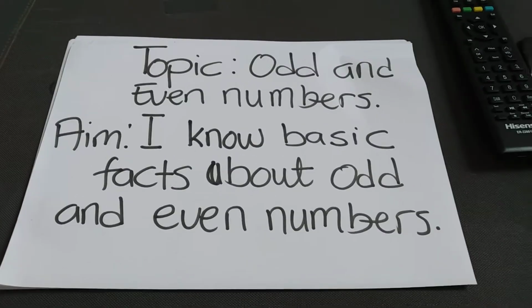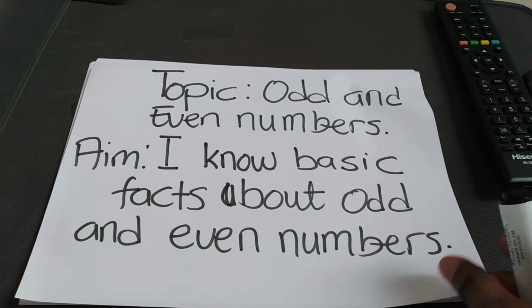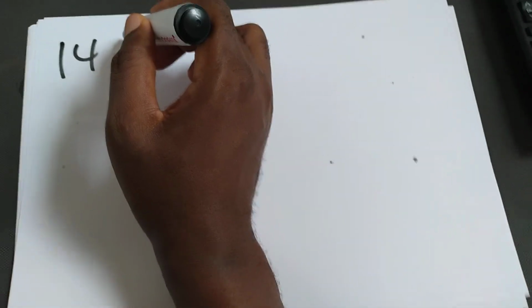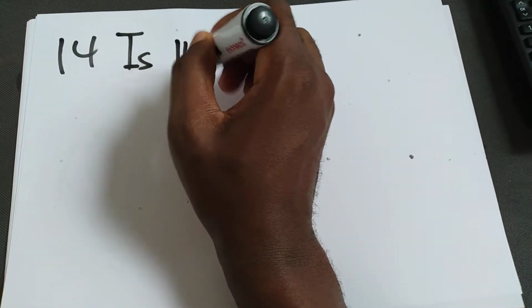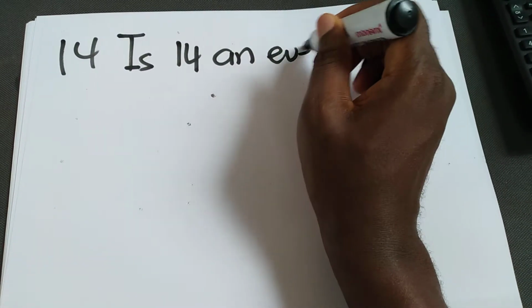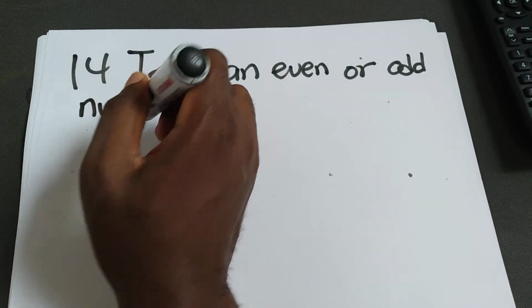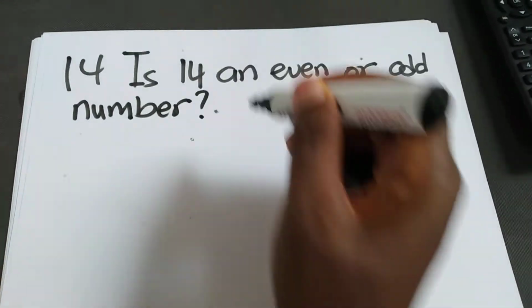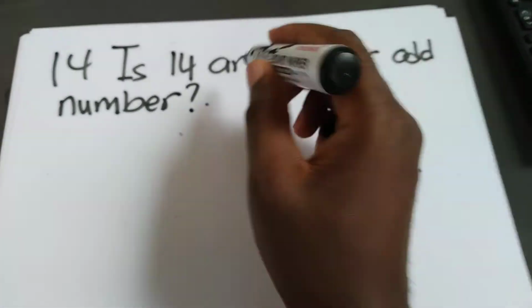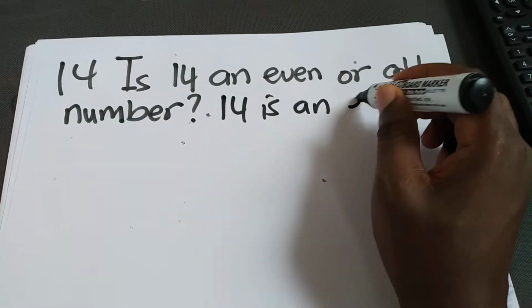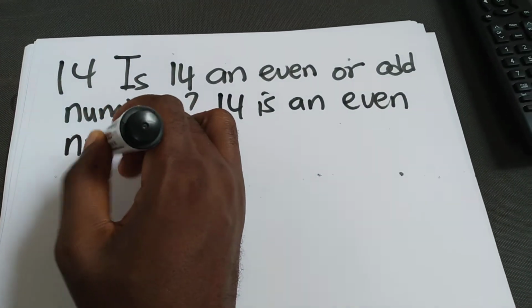and even numbers. Now, let's write down a number and find out whether it is an even number or an odd number. So let's say 14. Well, now the question is: is 14 an even or odd number? Is 14 an even or odd number? The answer is very obvious. 14 is an even number.